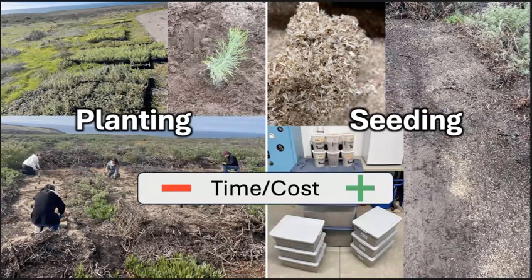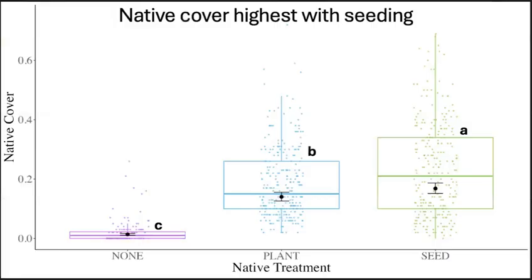Right off the bat, seeding has a big advantage when we think about the time and cost constraints. Seeding is fairly quick and easy, just spreading the seeds, whereas planting takes a lot of time. For reference, it took me by myself 1 day to seed the same amount of area that it took a team of roughly 20 folks about 11 work days to plant. So seeding seems to have an advantage. But does it actually meet our restoration goals?